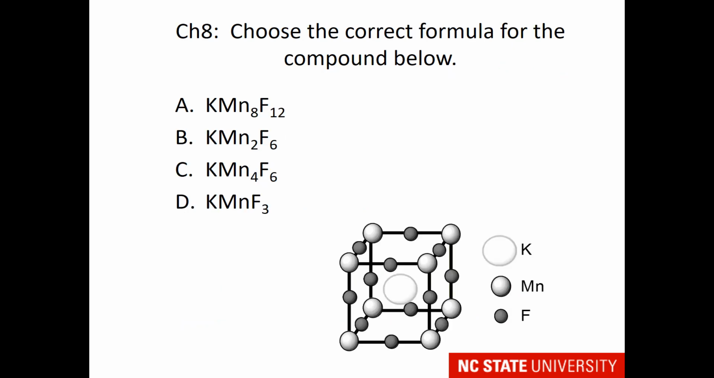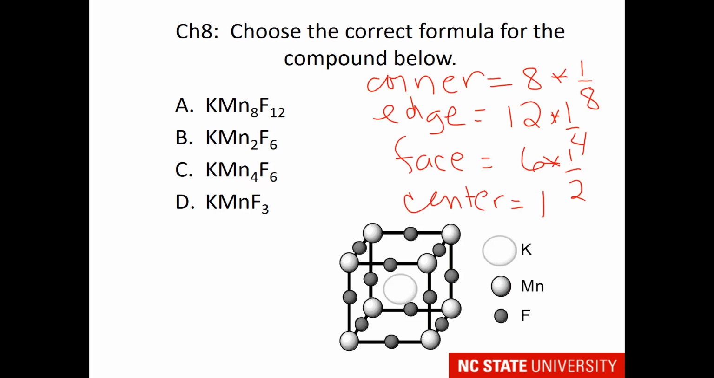This is a question about ionic structure and unit cells. As a reminder, corner sites count for 8 times 1/8 of an atom. Edge sites count for 12 times 1/4 of an atom. Face sites count for 6 times 1/2 of an atom. And center accounts for 1 of each atom enclosed by the unit cell.